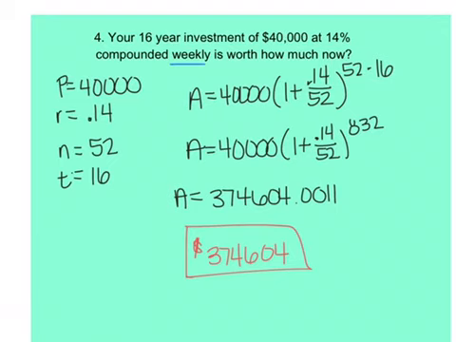So when I did this, I got $374,604. My P was my starting amount. R was my rate. Make sure you turn that into a decimal. We don't want it as a percent. I found out that I was compounded weekly, and weekly told me that N was 52. And I was looking for 16 years, so my T would have been 16. So if you didn't get that same answer, please come talk to me before moving on to your practice for today.